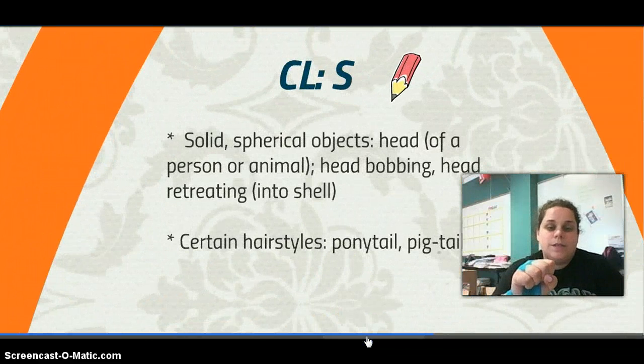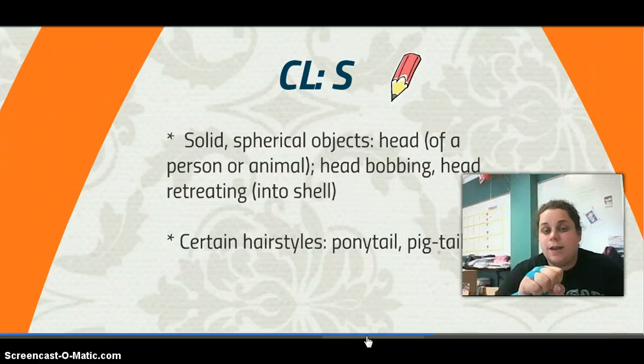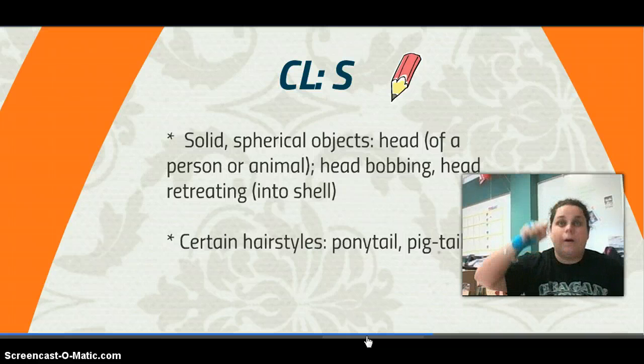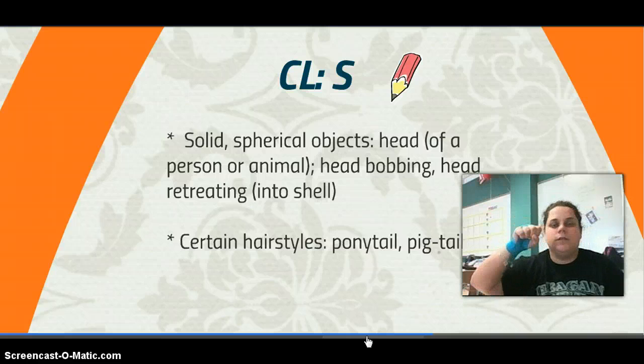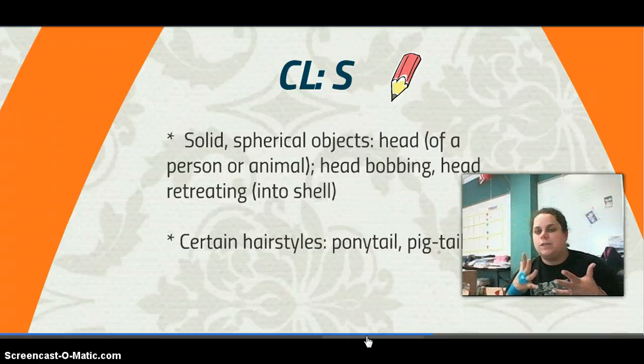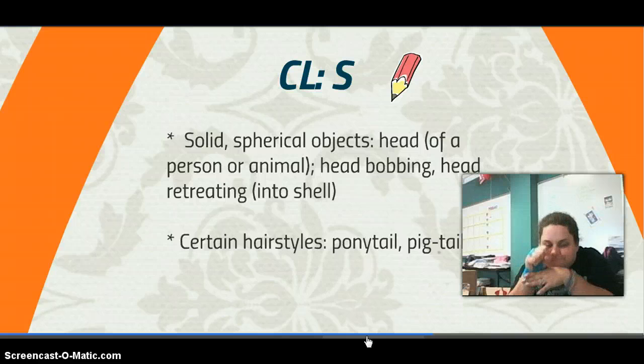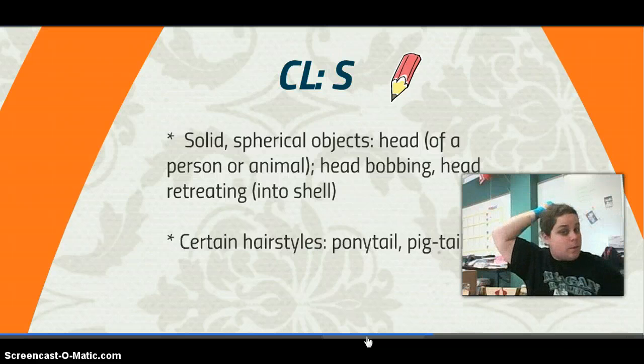CLS would represent a small spherical object, like maybe a head. You could show it nodding, shaking, looking around. You'll see a lot when someone's signing about something and it's embarrassing, they go kind of like hiding. Similarly, you could show a turtle pulling its head in. It can also be used to represent pigtails or a ponytail, certain hairstyles like that.